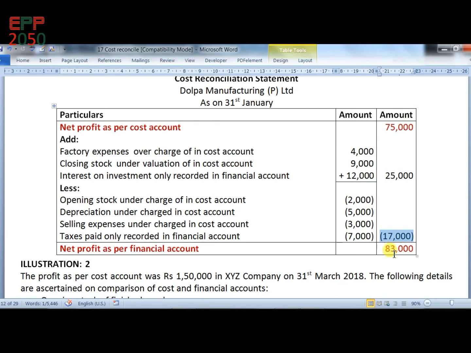After calculating, our net transaction is 83,000. It is in plus, so it is net profit as per financial account. If there is minus, we should write down net loss as per financial account.